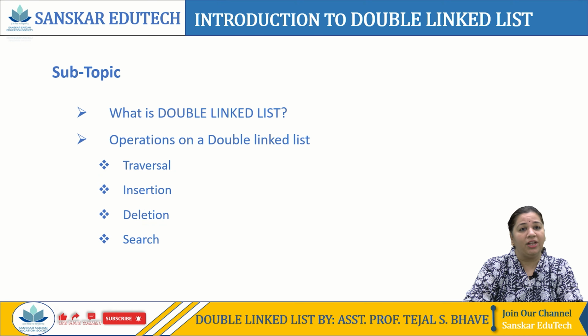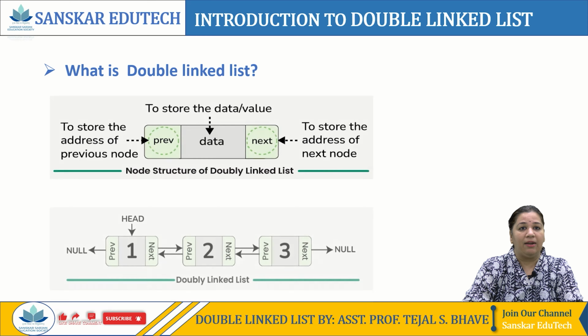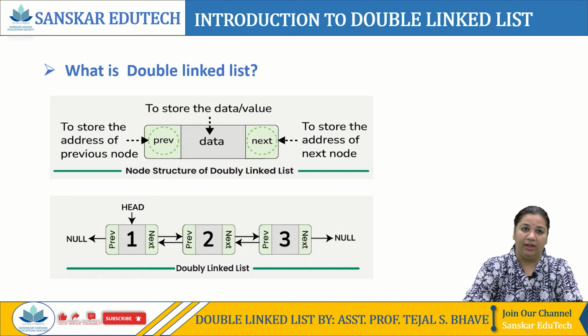So friends, what is double linked list? It is a linear data structure where all elements are arranged subsequently. A double linked list is a fundamental data structure. It consists of nodes where each node contains a data field and a reference to the next node and a previous node in a linked list. The previous field of the first node is null and the next field of the last node is null, indicating the end of the list.